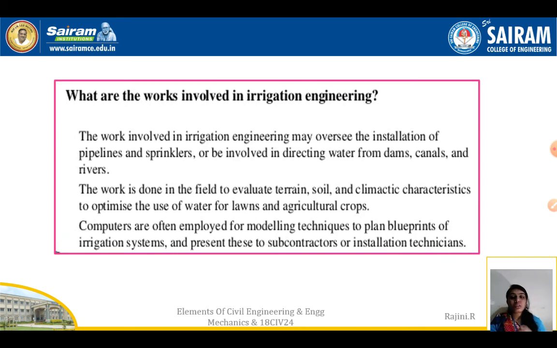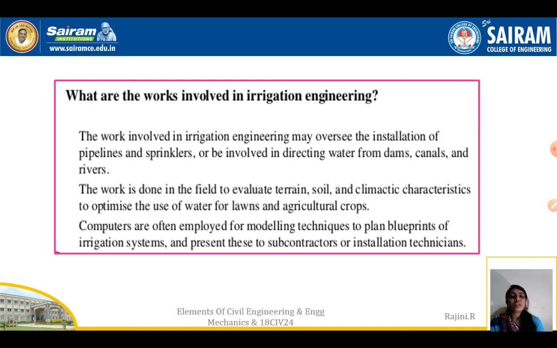So what are the works involved in civil irrigation engineering? That is sprinkling of water for agriculture purposes. You have seen sprinklers on some crops, and it is involved in directing water from dams, canals, and rivers. The work is done in the field to evaluate terrain or soil and climatic characteristics to optimize the use of water for lawns and agricultural crops.